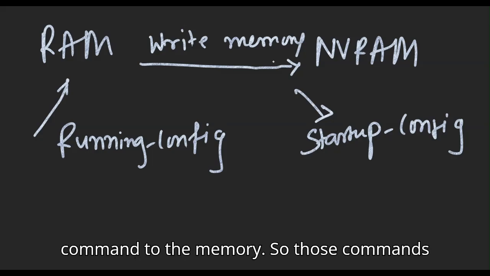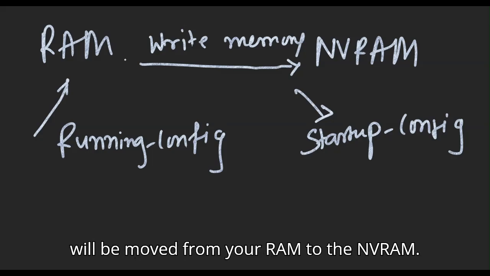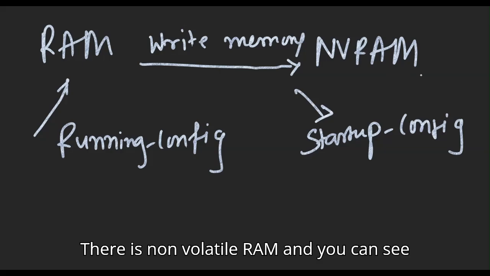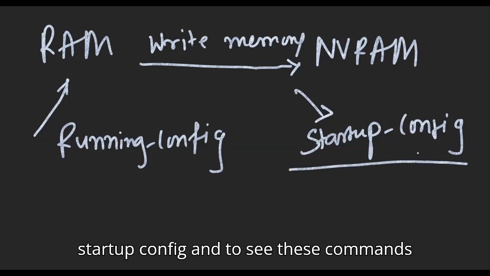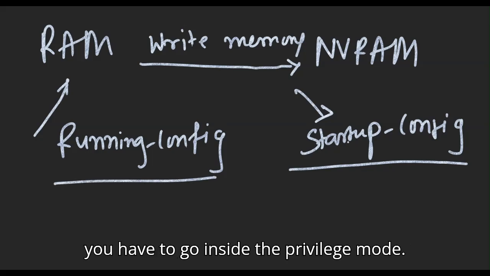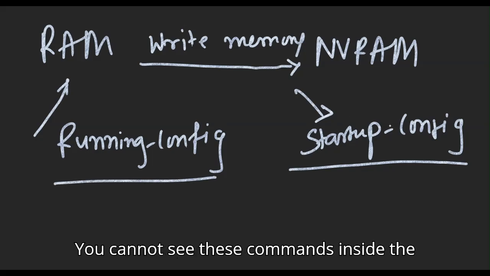So keep this in mind: whenever you make modifications or any changes, you need to write those commands to the memory. Those commands will be moved from your RAM to the NVRAM, that is, non-volatile RAM, and you can see those commands by hitting the command startup config. And to see these commands, you have to go inside the privileged mode. You cannot see these commands inside the user mode.